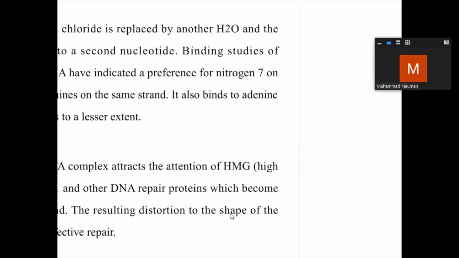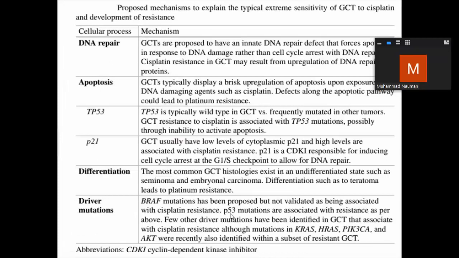It is a proposed mechanism to explain the extreme sensitivity of germ cell tumor to cisplatin and why there is the development of resistance in some of the germ cell tumors. Number one process is the DNA repair process. I have already explained the DNA repair process, because the DNA cannot repair the damage caused by the cisplatin. Number two, the apoptosis, and there the high proficiency of apoptosis in germ cells, and upregulation of apoptotic genes and downregulation of anti-apoptotic genes.